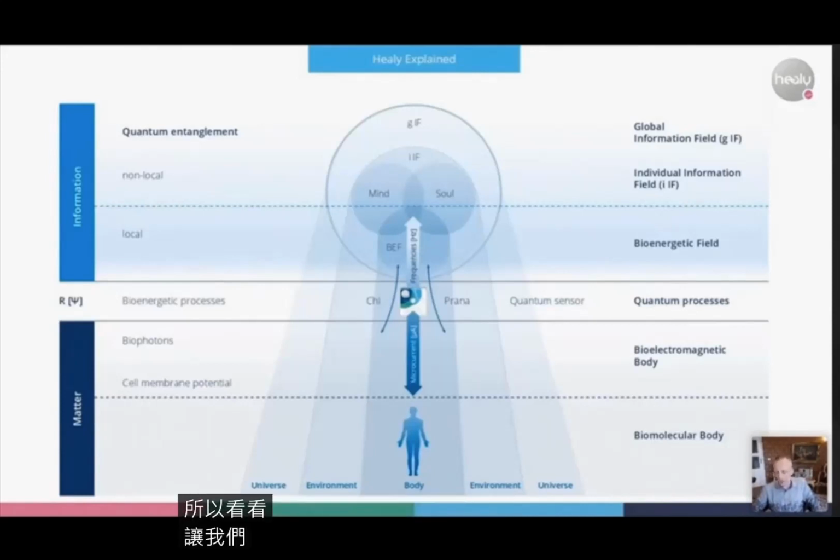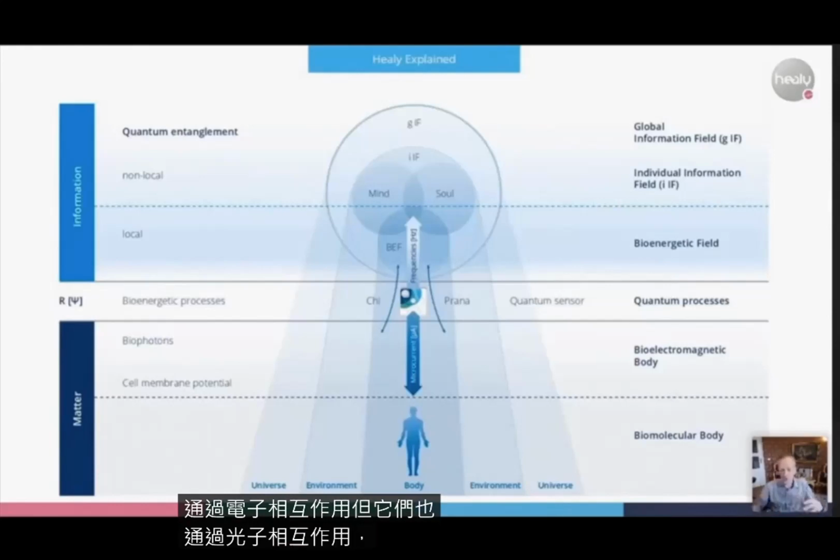So let's look at matter. Matter has two aspects. The first aspect is our molecular body. This we all know from school. Our body consists of molecules which are connected by chemical forces and interact through electrons, but they also interact through photons. So these are two aspects of our electromagnetic body.